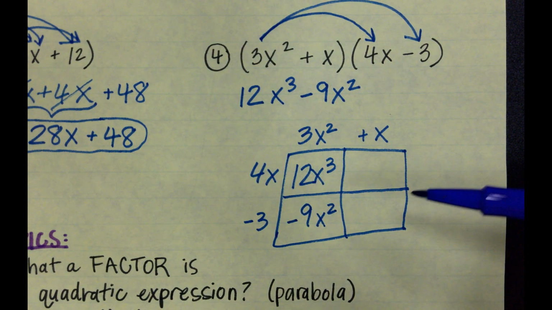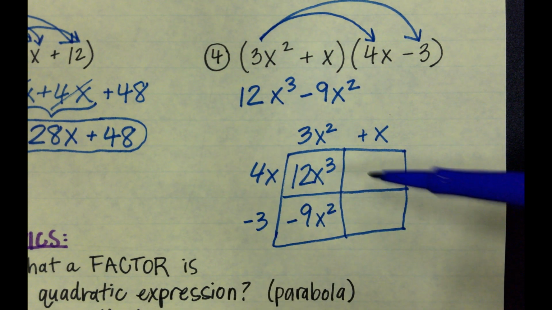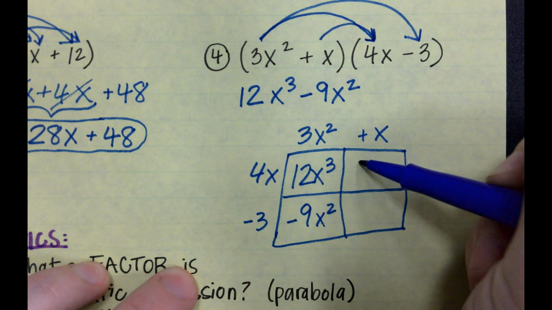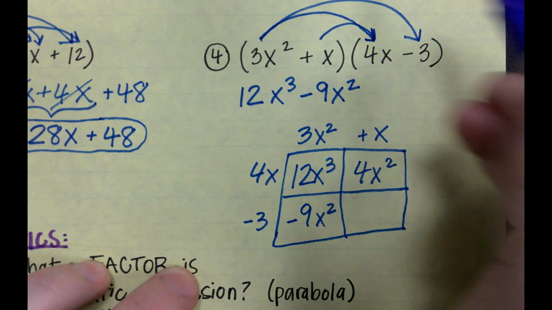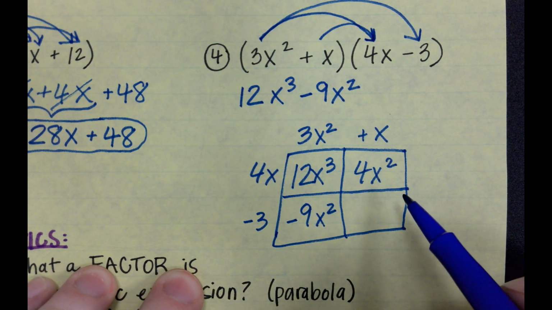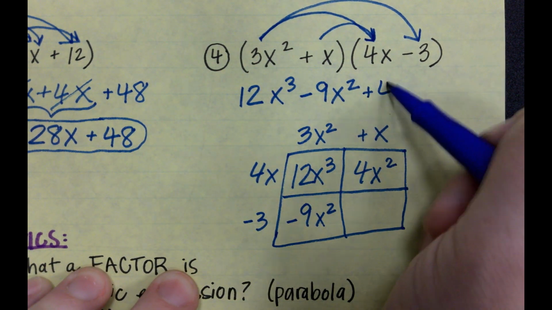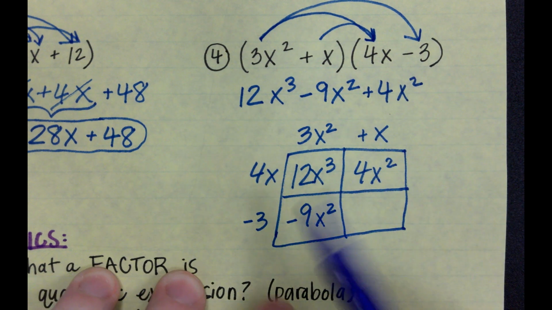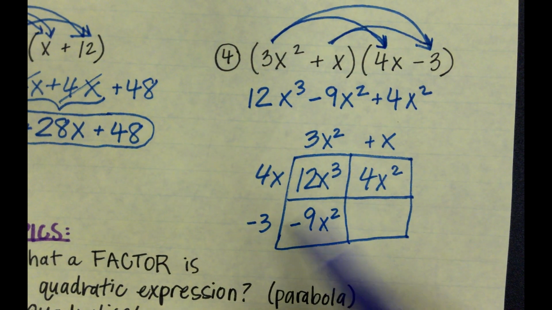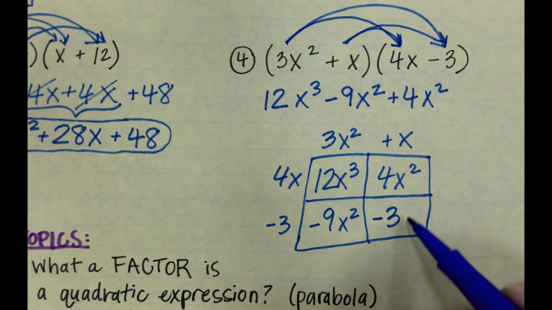And now you do 4x times x. Yep, 4x times x is 4x squared. Perfect. So is that positive or negative? Positive. Good. So I'm going to write this out here too. And last step. Negative 3 times x is negative 3x.